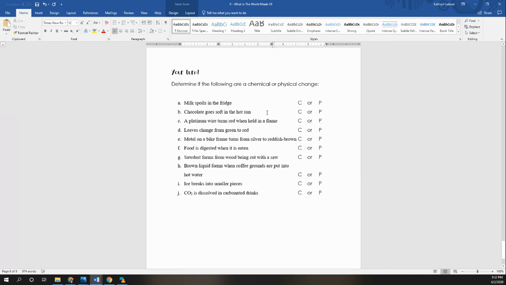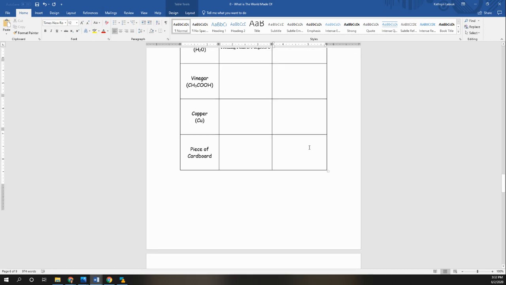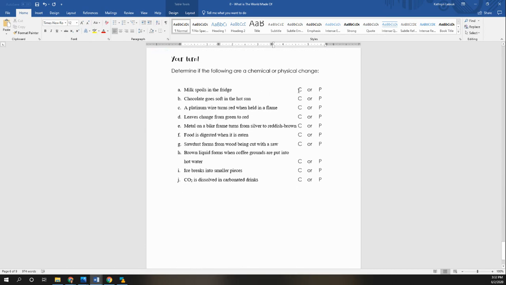Here we go. Milk spoils in the fridge, chemical or physical? Chocolate goes soft in the hot sun, chemical or physical? Oh, sorry. Milk spoils in the fridge, chemical or physical? Okay. This is a chemical change. Okay. Chocolate goes soft in the hot sun. Okay. Physical change. We can get it back. Okay. Platinum wire turns red when held in a flame. Physical change.